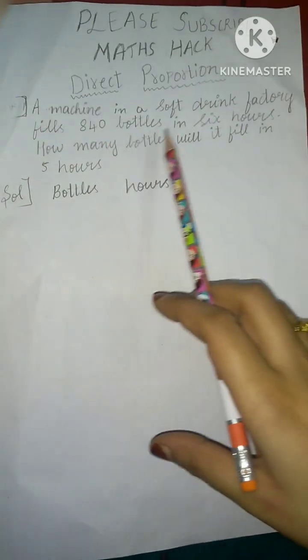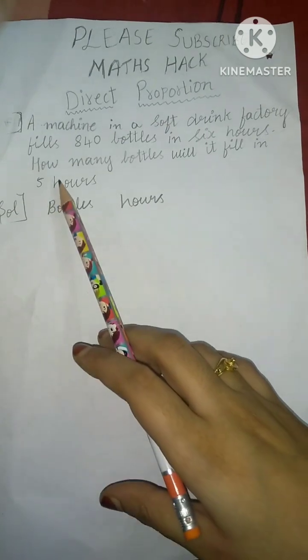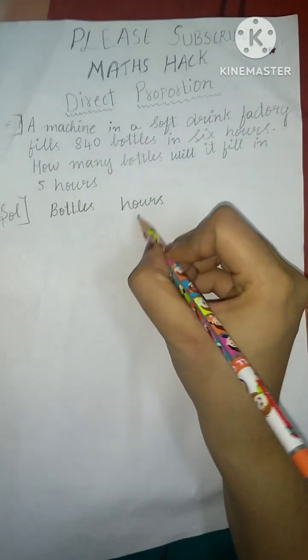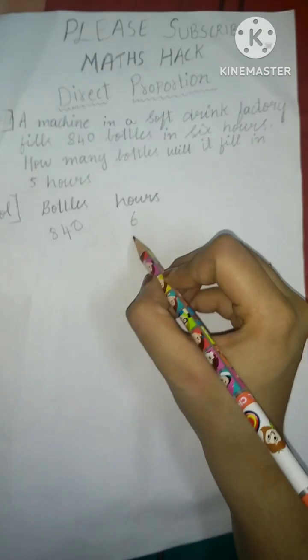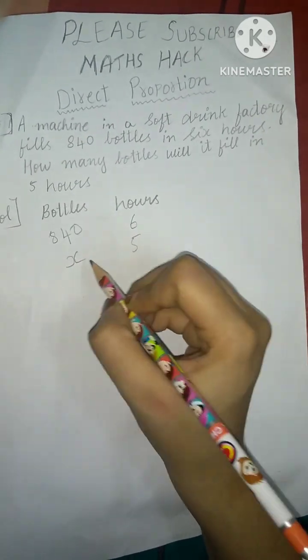Question: a machine in a soft drink factory fills 840 bottles in 6 hours. So how many does it fill in 5 hours? See, how many bottles is it filling in 6 hours? In 6 hours it is filling 840 bottles. So in 5 hours, how many bottles will it fill? We don't know, right? So we'll assume that as X.